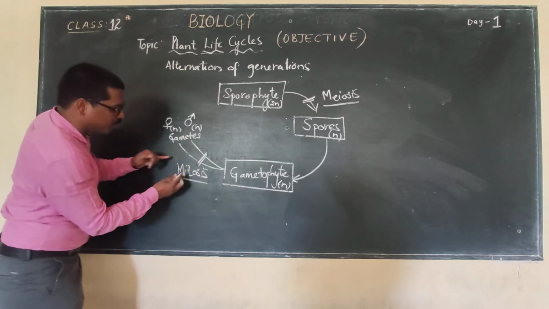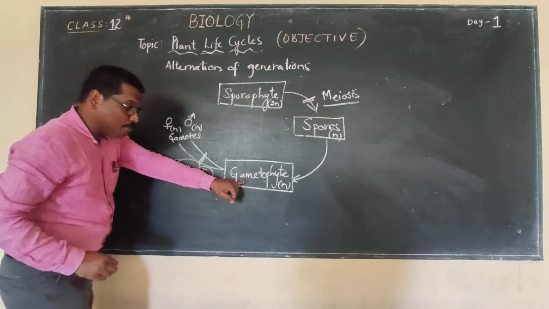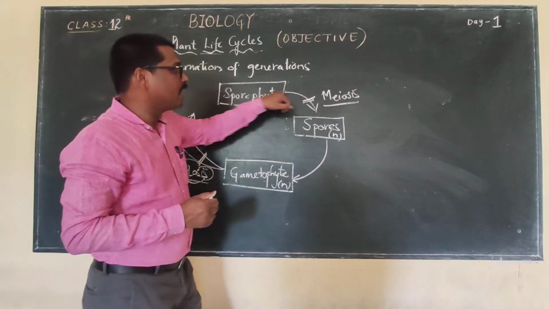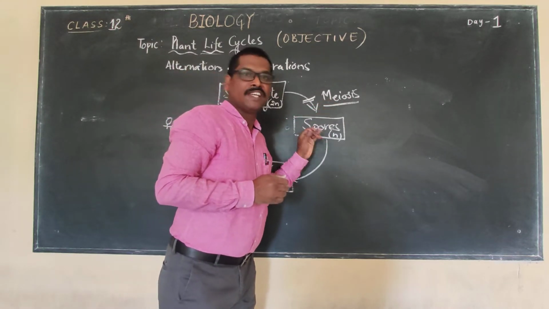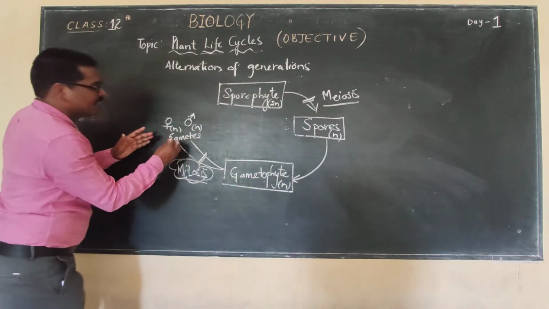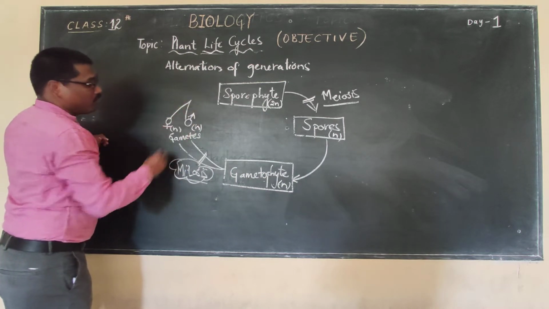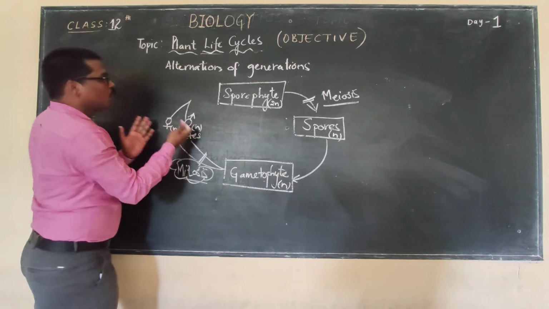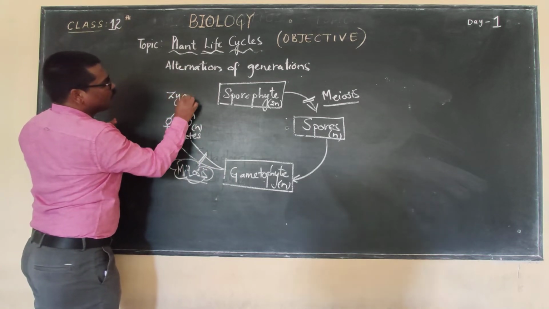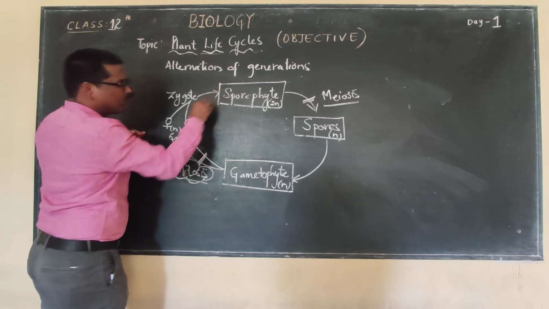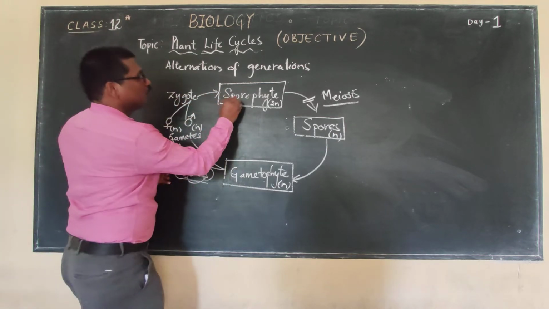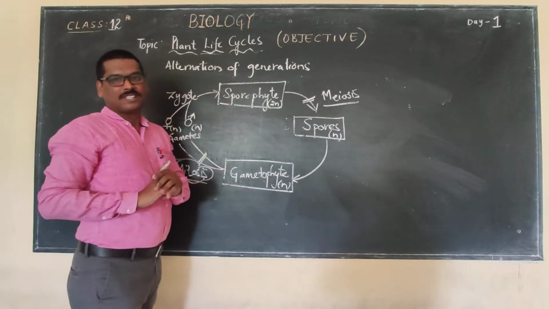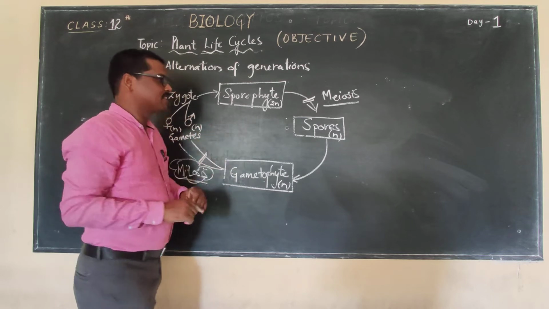This is a very important point that we have to keep in mind. The gametophyte is undergoing mitosis to produce the gametes, whereas the sporophyte is undergoing meiosis to produce the spores. Now these gametes will be involved in fusion of the male gamete with the female gamete. So what will be formed? The zygote will be formed. And this zygote undergoes repeated mitotic division to form what? The sporophyte.